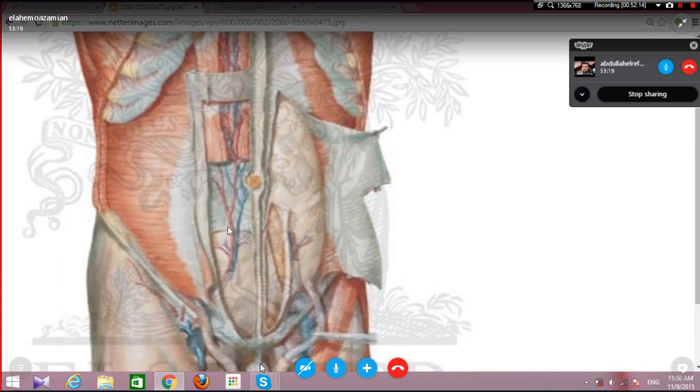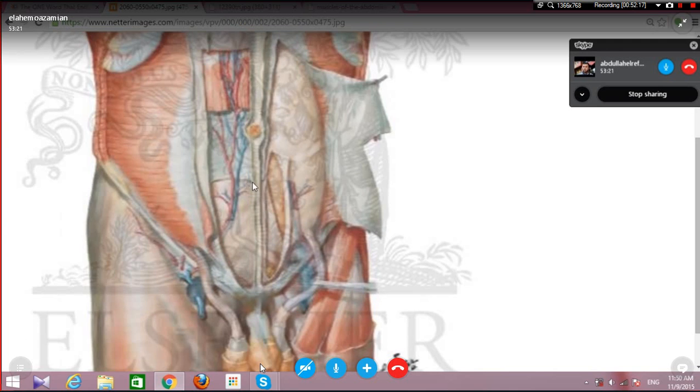Do you see this line here? Till here, you see the posterior rectus sheath. But after this, do you see the posterior layer? So this one, the arcuate line. Very good. So after here, this is the arcuate line. It's 2 fingers below the umbilicus.